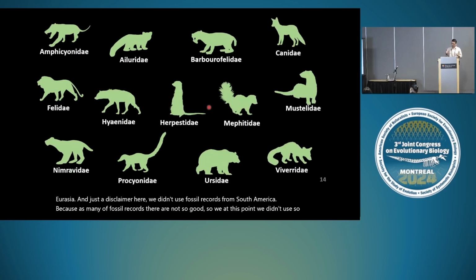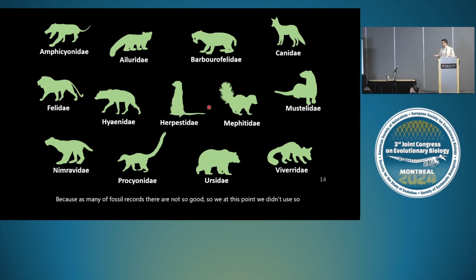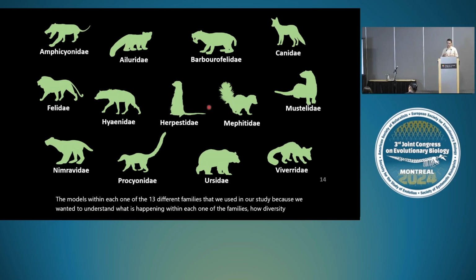But besides doing those 4 types of analysis, we also performed the models within each one of the 13 different families that we used in our study, because we wanted to understand what is happening within each one of the families, how diversity is being influenced by these different time series. So we have extant families like canids, felines, bears, but also extinct ones like Ophionidae, Barbourofelidae, and Nimravidae.